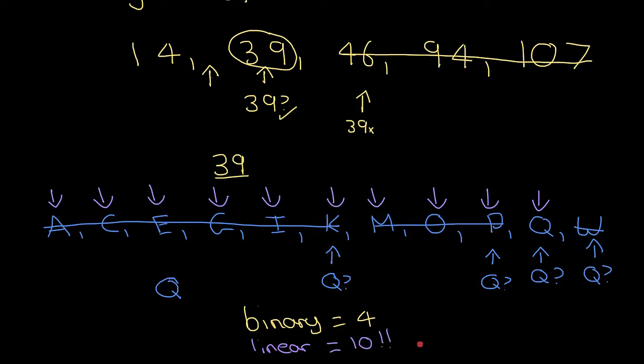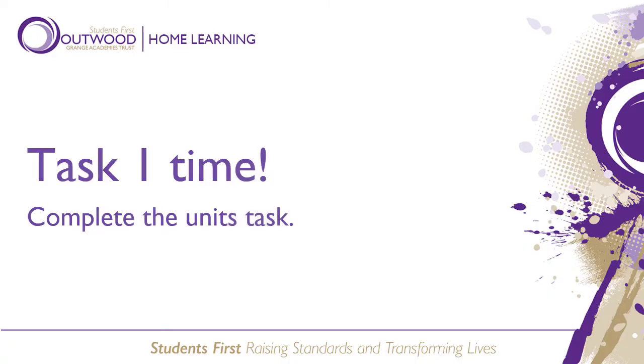But the big drawback for binary searches is that the data has to be in order. And if you look at sorting algorithms, that's not a quick and easy thing to do. That's all you need to know.